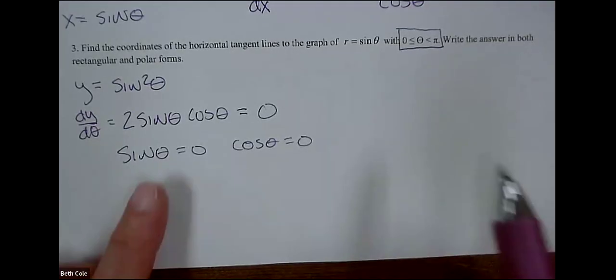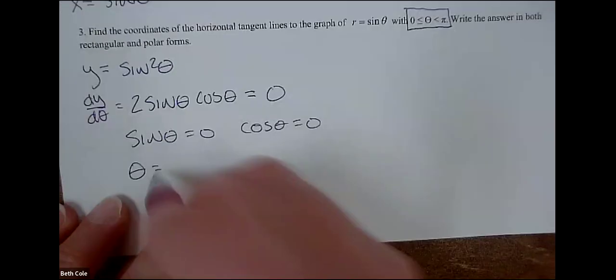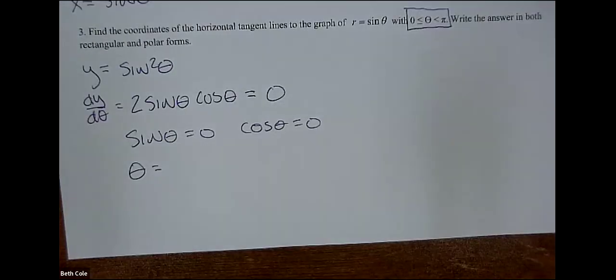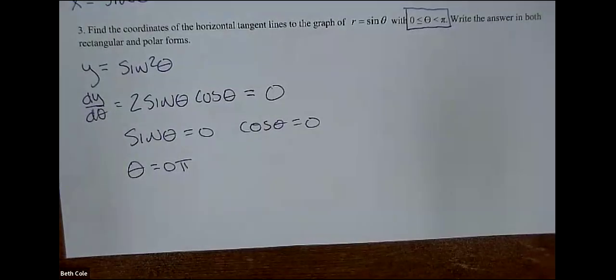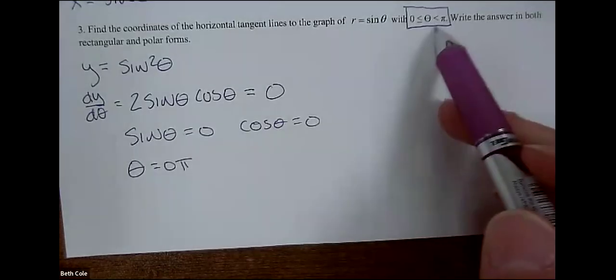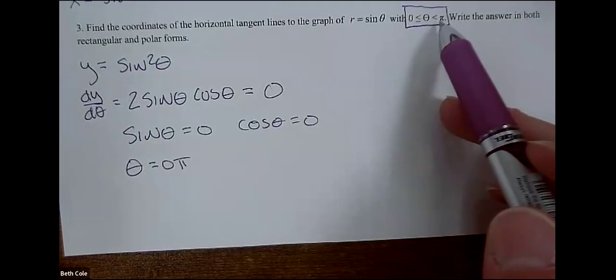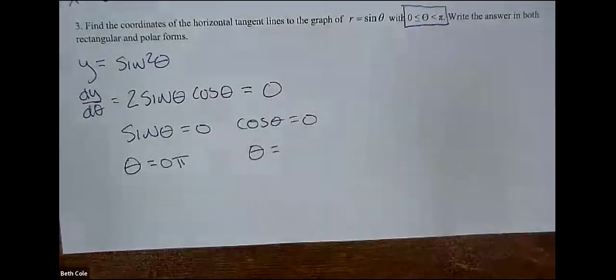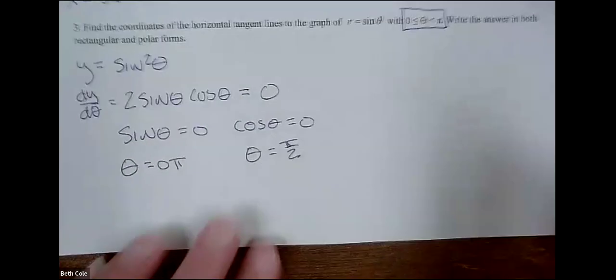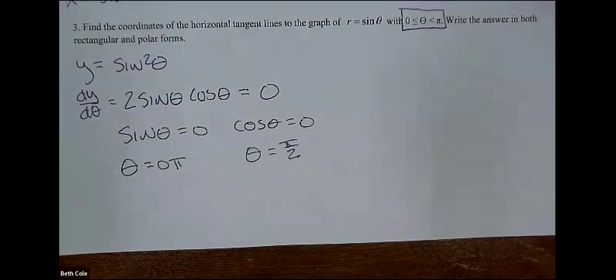So sine is going to be 0 at what angle? 0. And I like to put pi with it, like 0 pi. The next one would be 1 pi, but I'm not going to use that. Why not? Yeah, it's not equal to there. We're stopping before we get to pi, right? Cosine is going to be 0 when your angle is pi over 2. The next one would be 3 pi over 2, and that's off of our interval, right?